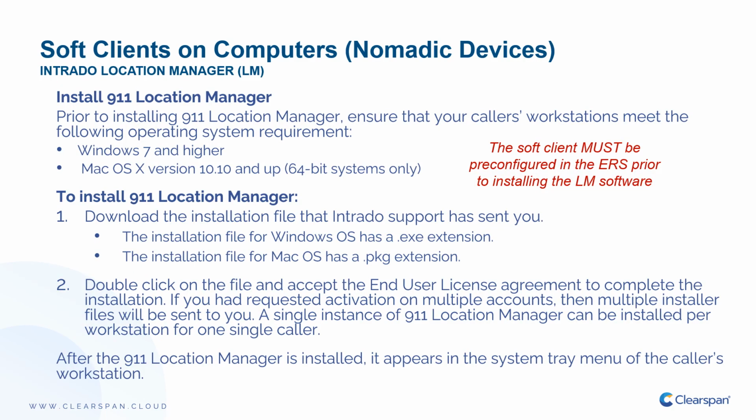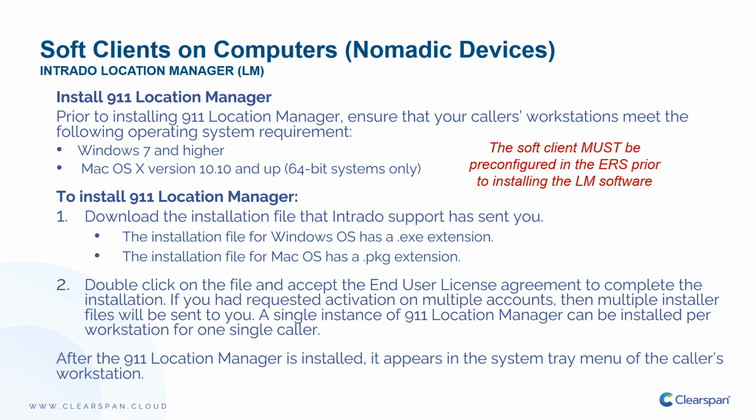Prior to installing Location Manager, ensure that your caller's workstations meet the following operating system requirements: Windows 7 or higher, and Mac OS version 10.10 and up, 64-bit systems only. To install the Intrado Location Manager, download the installation file that Intrado support has sent to the customer. The installation file for Windows OS has a .exe extension, and for Mac OS it has a .pkg extension. Double-click on the file and accept the end-user license agreement to complete the installation.